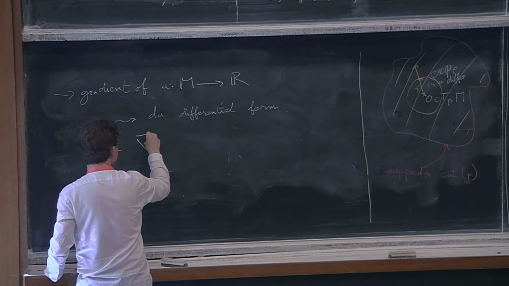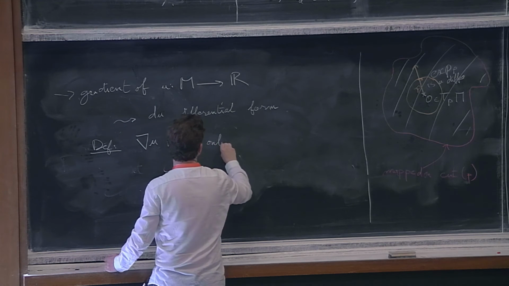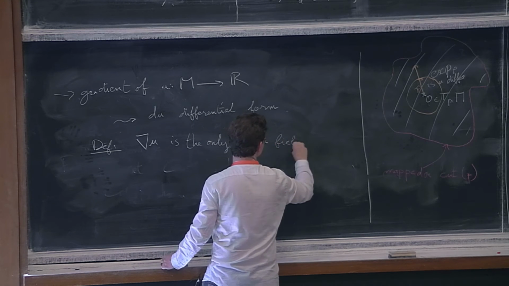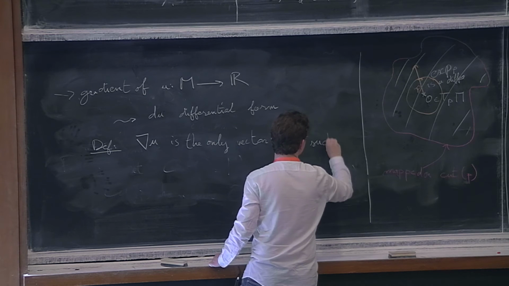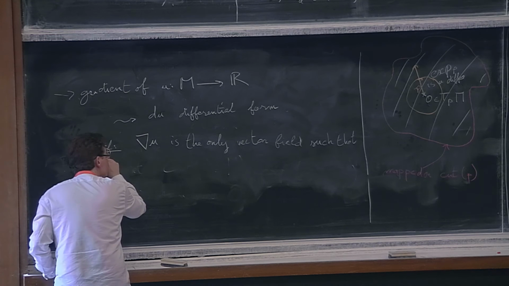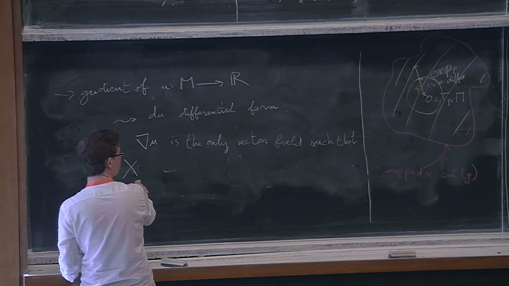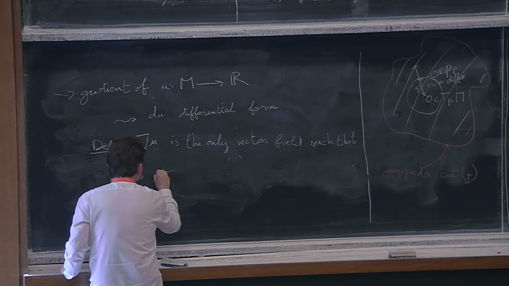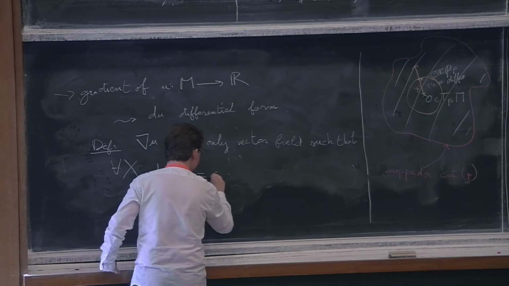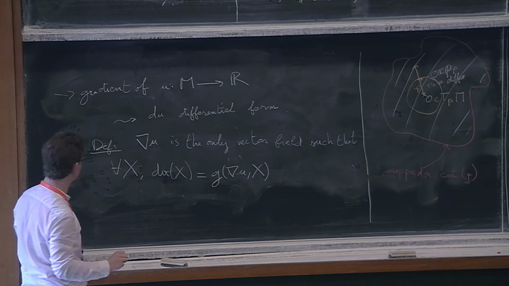The gradient of u is the only vector field such that, for any other vector field X, du of X, as a smooth function, is equal to g of gradient u and X. Okay.